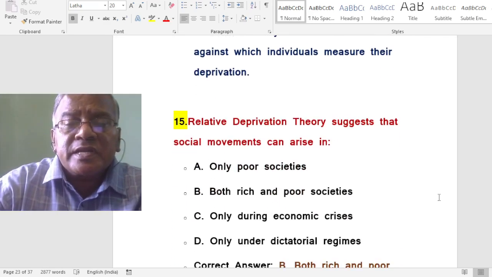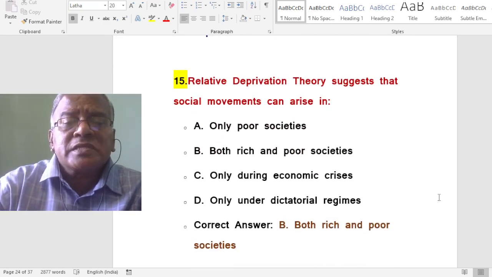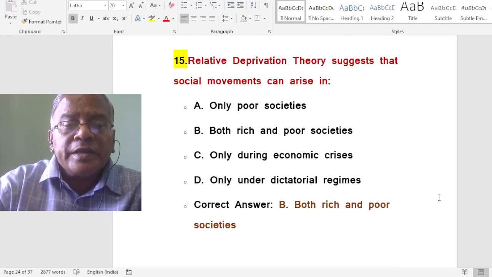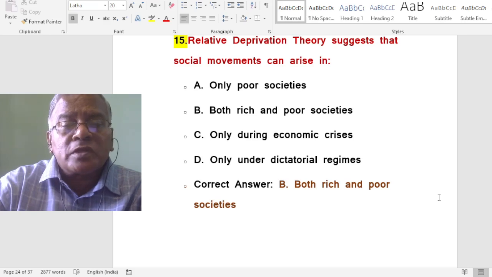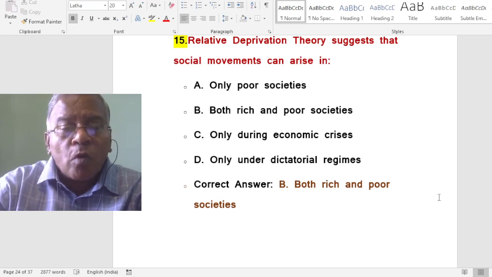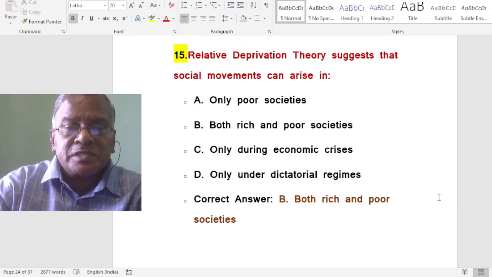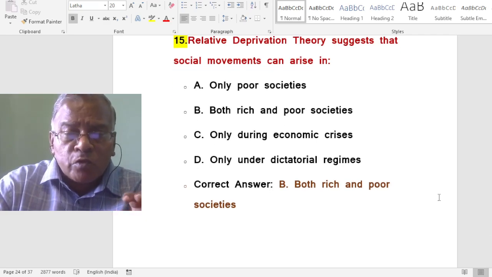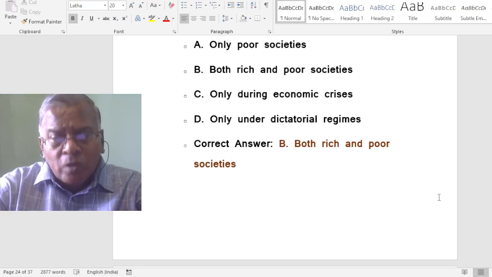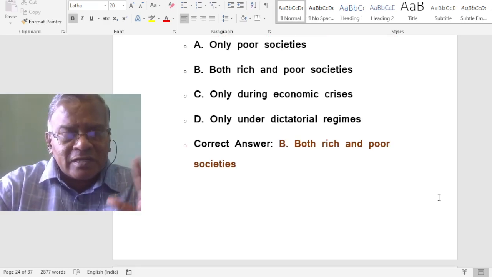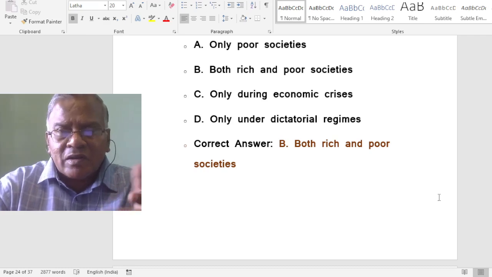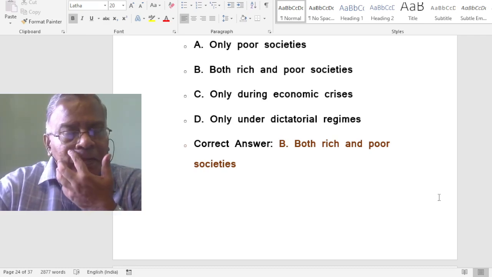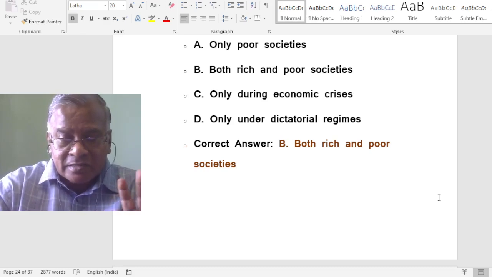Relative deprivation theory suggests that social movements can arise in A. Only poor society, B. Both rich and poor societies, C. Only during economic crisis, D. Only under dictatorial regimes. Relative deprivation theory suggests that social movements can arise in both rich and poor societies. It is a feeling of inequality, nothing to do with the resources or plenty of money. So it is a feeling of insecurity and people rebel.